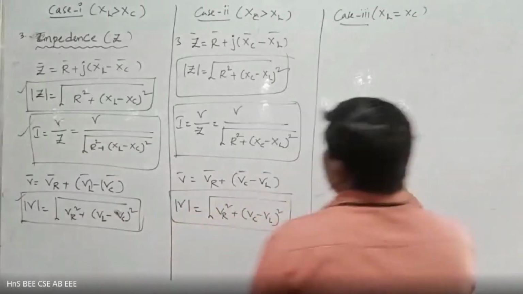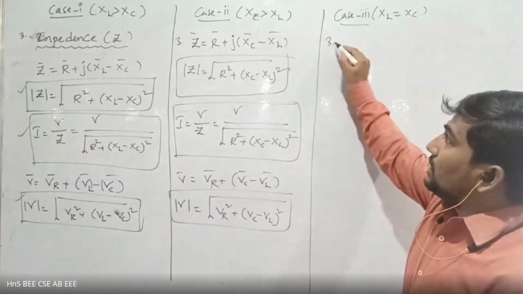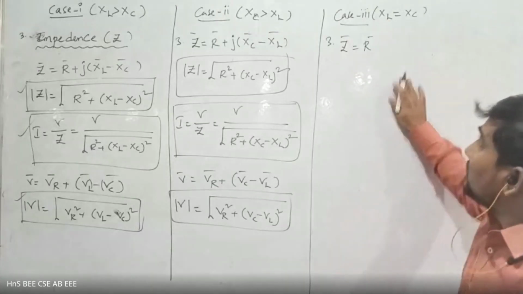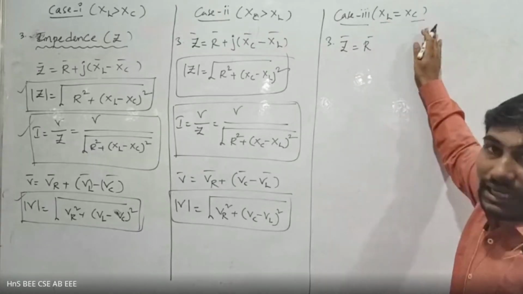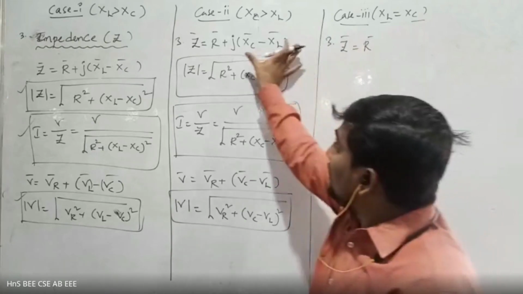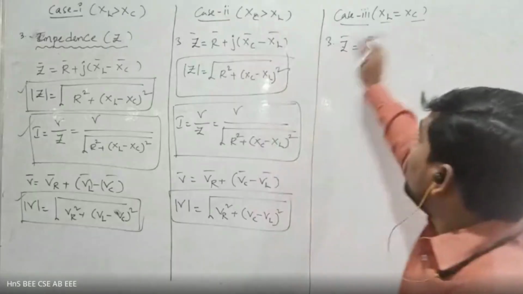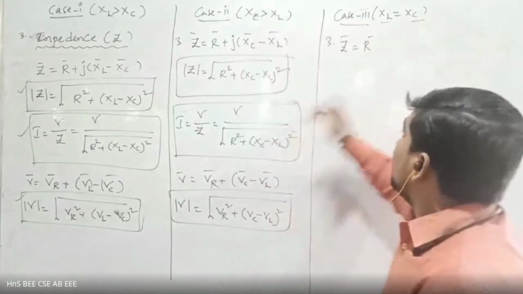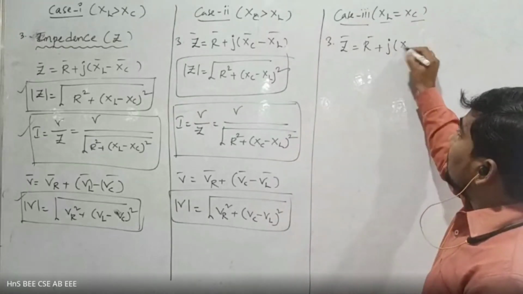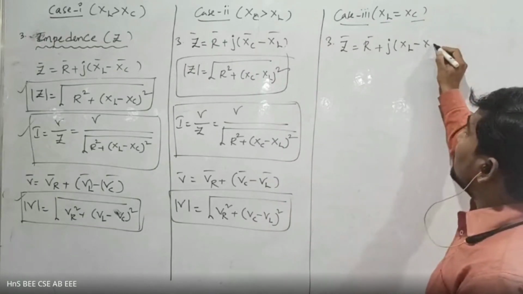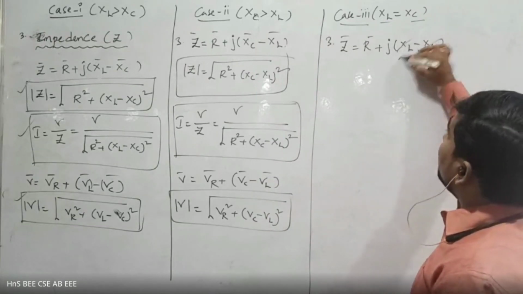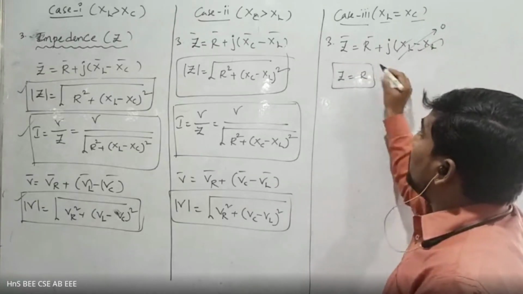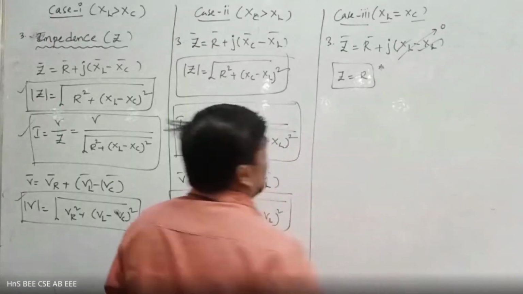Now coming to the third case, case number 3, the step 3, Z equal to R bar. In our case number 3, simply the two values are equal. If the two values are equal, the total imaginary part is 0. If XL equal to XC, simply the total imaginary part is 0 in case number 3. That is, I'm writing XL in the place of XC, both are cancelled, then the answer is 0 in imaginary part. That is Z equal to R, the formula for impedance in our case number 3.